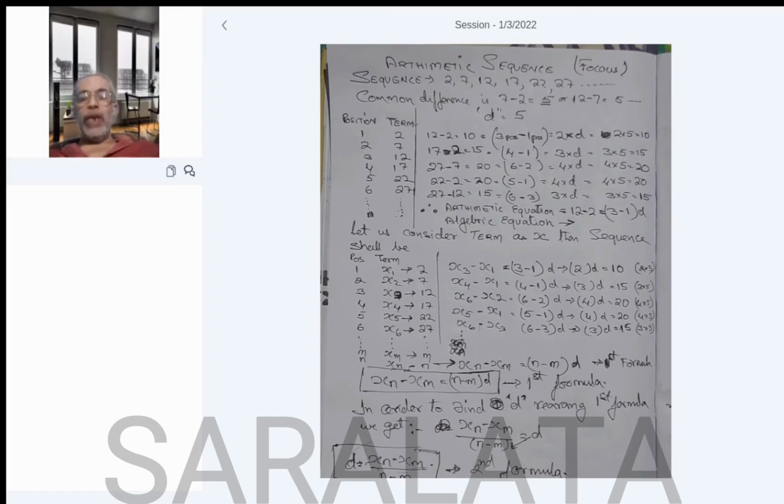Let's try something else. Let's say 17 and 2. Now 17 minus 2 is 15. The position for 17 is 4, the fourth position, and 2, as we already know, is 1. So 4 minus 1 is 3, and 3 into the common difference of 5 is 15. So we have an equation here: 17 minus 2 is equal to 15, and on the right hand side, we have 4 minus 1 into D. 4 minus 1 is 3, and 3 into 5 is 15. So both sides are equal again.